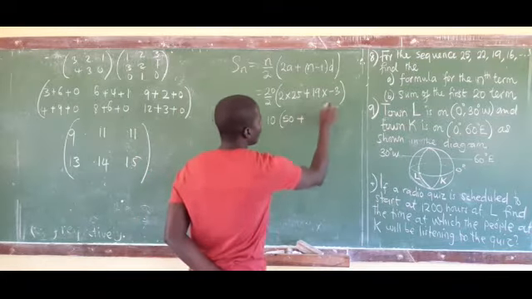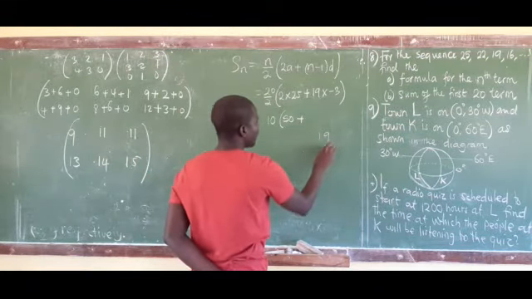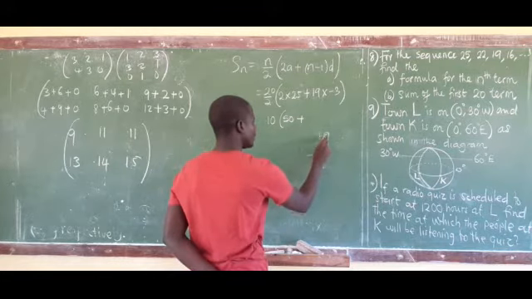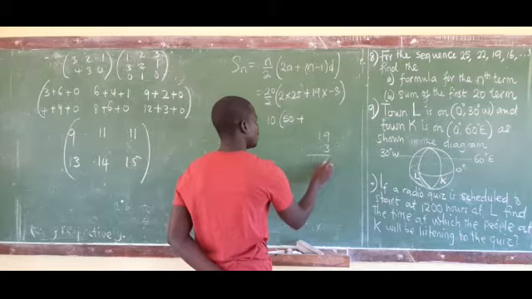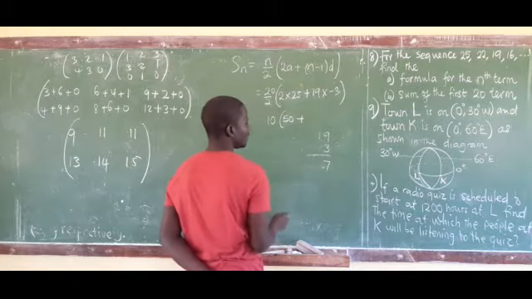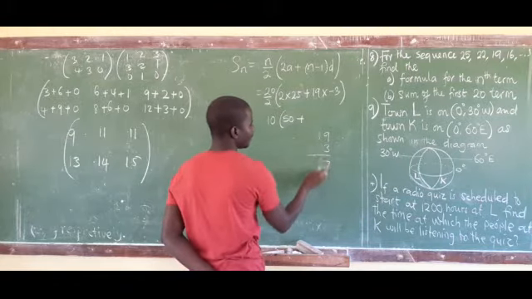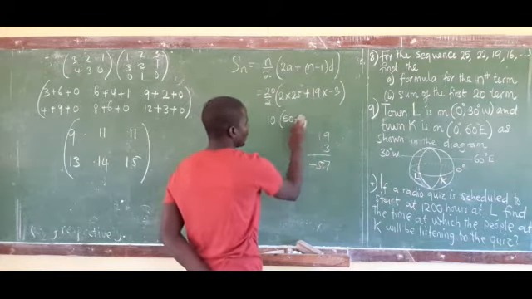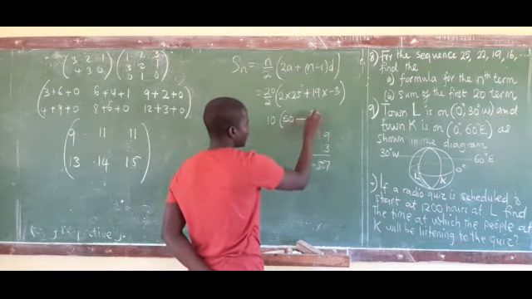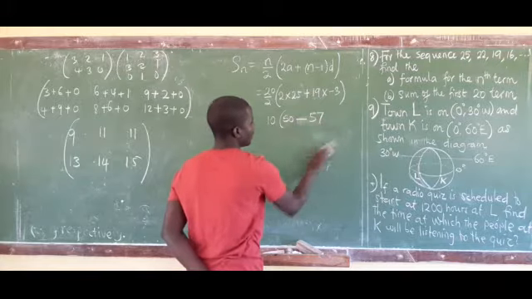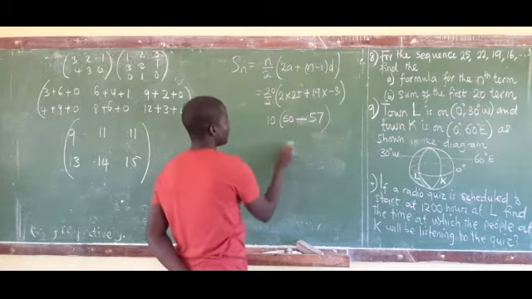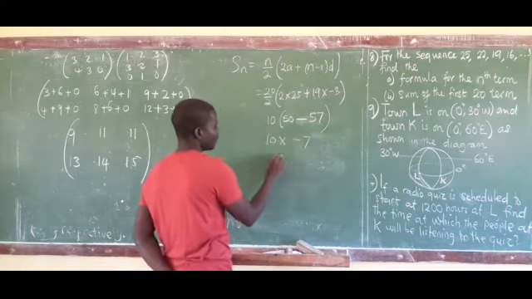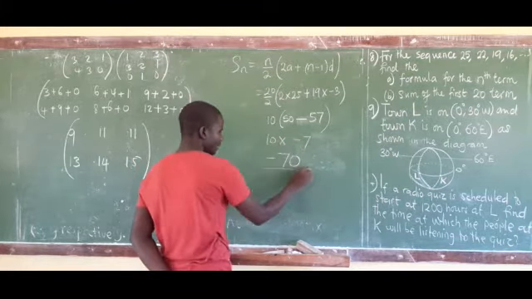plus, what do we get here? 19 multiplied by 3, this gives us 57, isn't it? So this is going to be a minus 57. Then we have 10 multiplied by negative 7. This is going to give us negative 70.